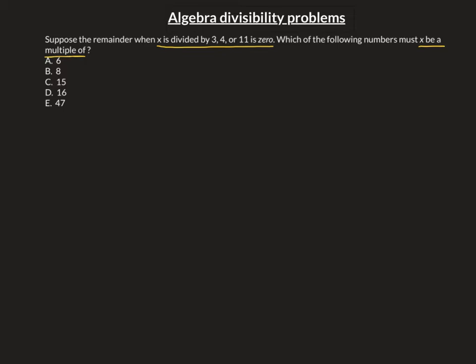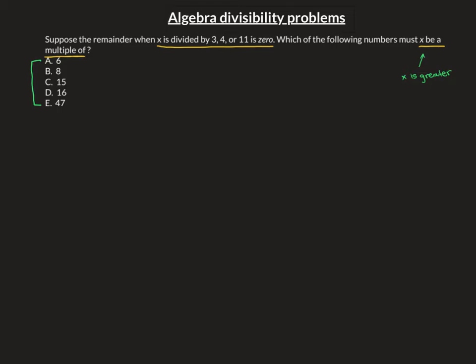Now, at the end of our question that's underlined, that's a little tricky wording here. Which of the following numbers must x be a multiple of? So x is greater. Basically, one of our choices over here on the left, multiplied by a given number, will have a product of x. So the choices on the left will be less than what we get as x.